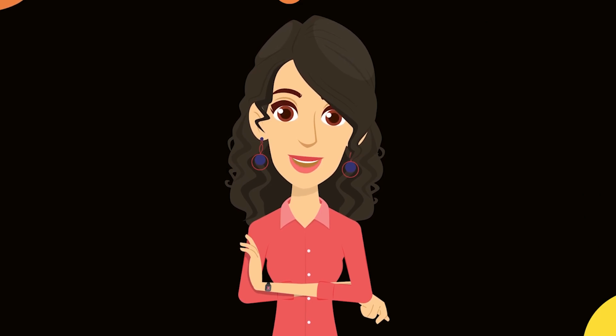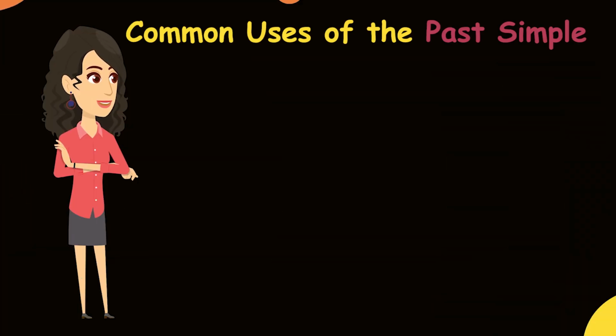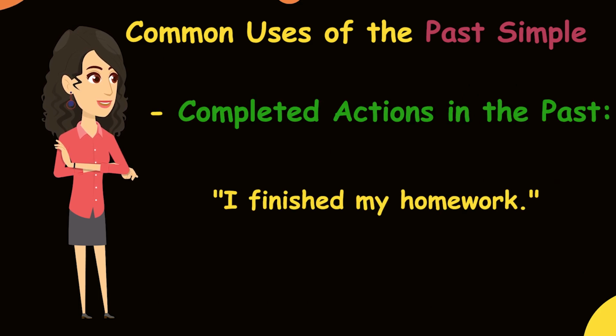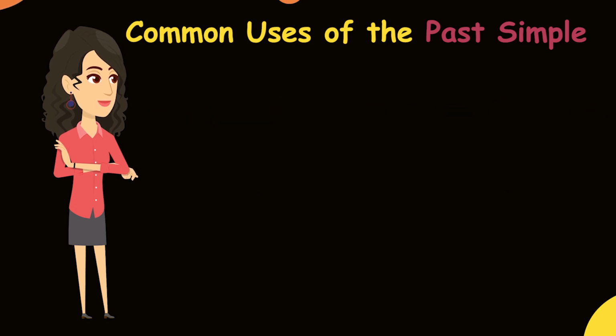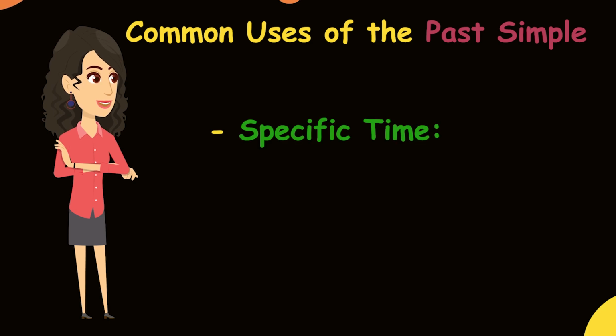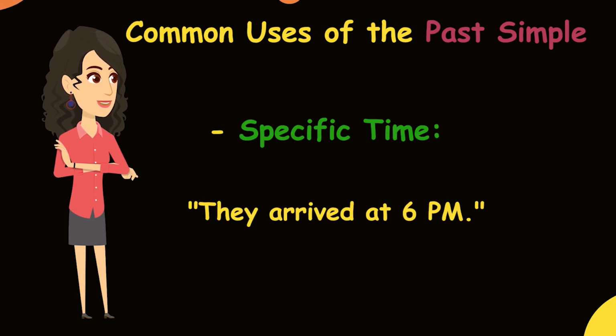Certainly, you will tell me the common uses of the past simple. Let's have a look. The past simple is used for an action that is completed in the past. For example, I finished my homework. This action is completed. We use this tense for a series of events that happened in the past. For example, he woke up, brushed his teeth, and went to work. When we talk about a specific time, we also use the past simple. For example, they arrived at 6 p.m.